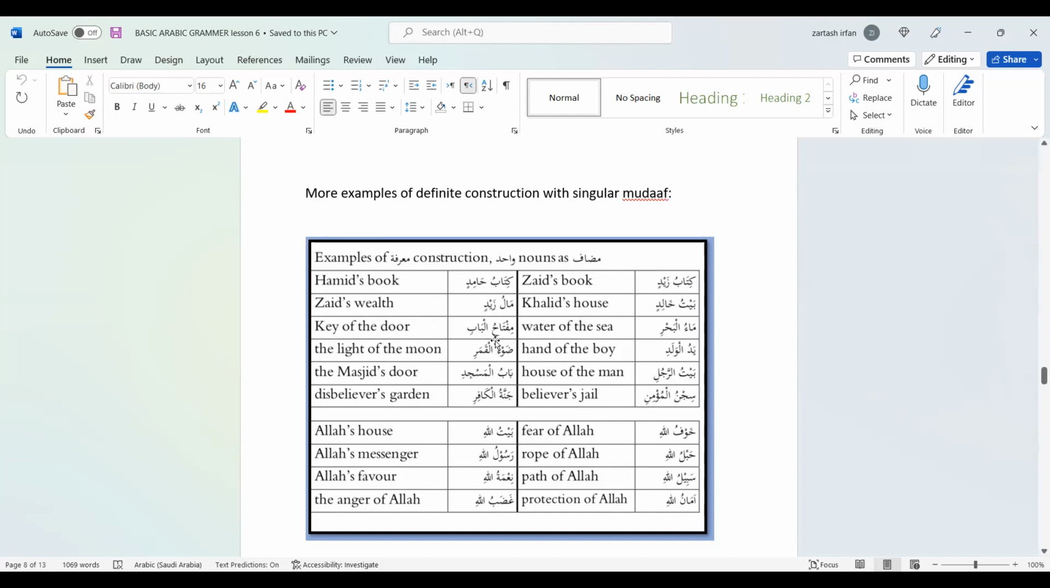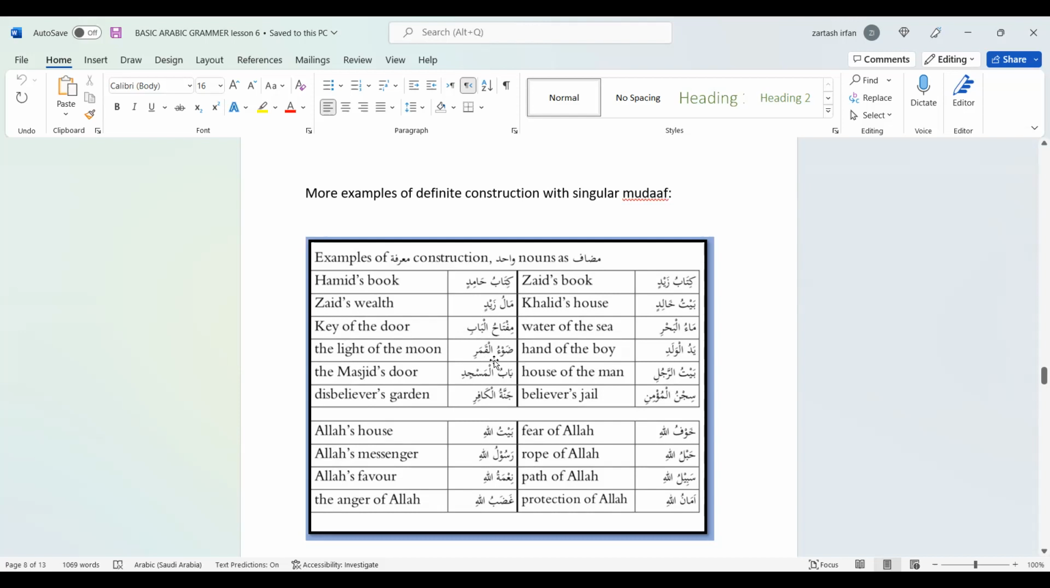Key of the door: Miftahul Babi. Look at this phrase again. No al attached to the mudaf, no tanween on the mudaf, and we have a kasra at the end of the mudaf ilayhi. So it is in the state of jar. Key of the door, or the door's key.